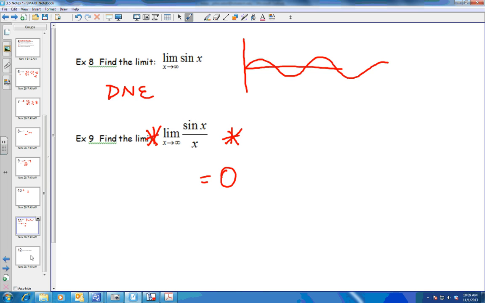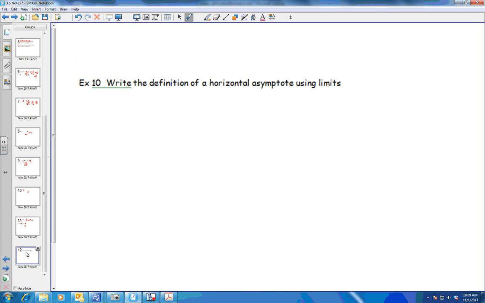Okay, the last thing I want you to do is write down the definition of a horizontal asymptote using limits in that definition. So remember, all these limits that we've been finding as x approaches infinity or x approaches negative infinity, that was where my horizontal asymptote was. So write down the definition of a horizontal asymptote. If you're not sure, it is in your book under section 5.3.